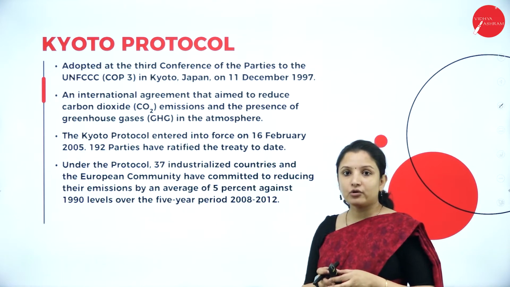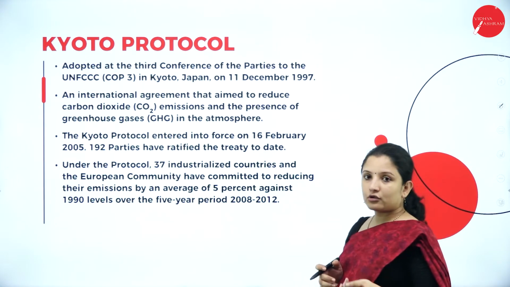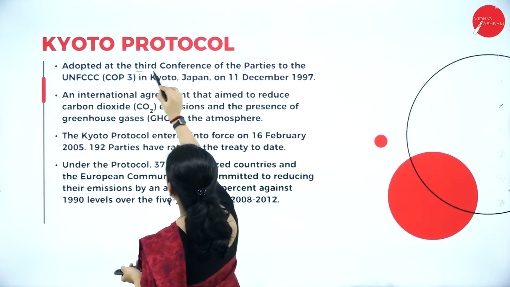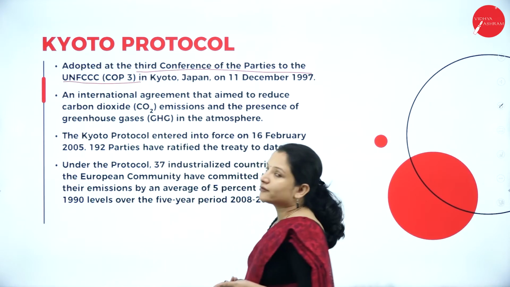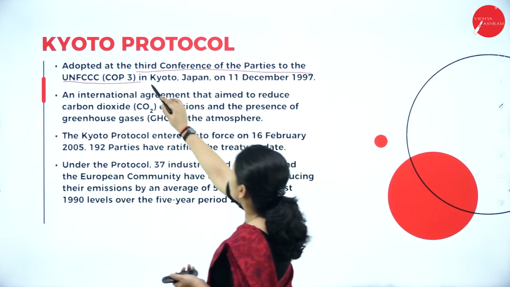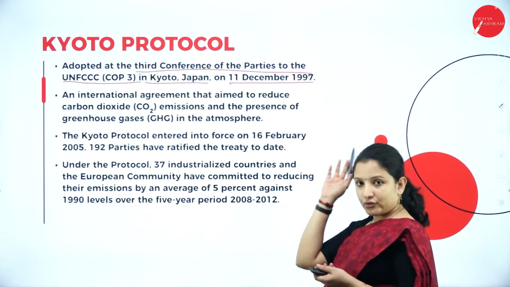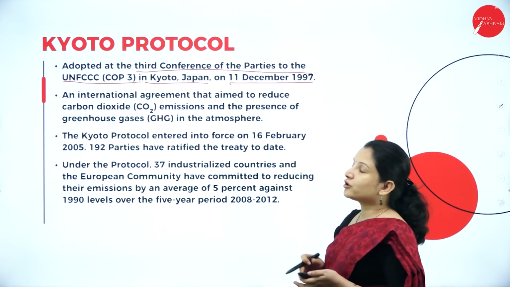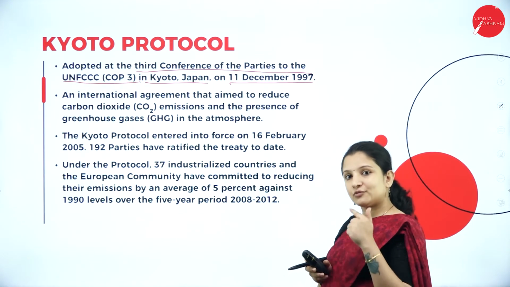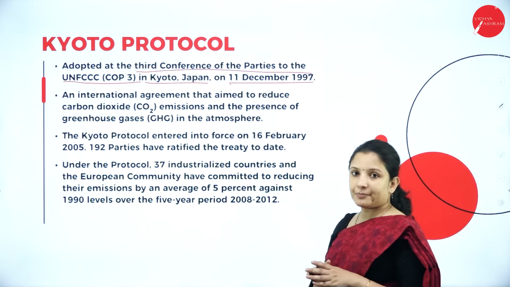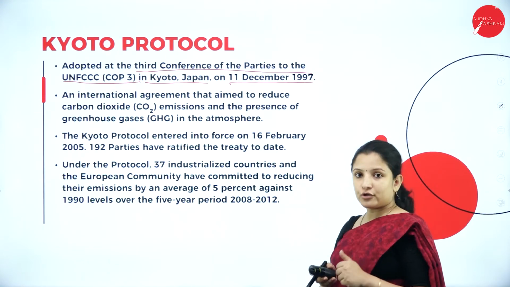Next, talking about one more international agreement, that is the Kyoto Protocol. So the Kyoto Protocol was adopted at the 3rd Conference of the Parties to the UNFCCC. There was a conference held in Kyoto, Japan on 11th December 1997, and during that conference the Kyoto Protocol was adopted. So it is called the Kyoto Protocol because the conference was held in Kyoto, Japan, on 11th December 1997. So what is this Kyoto Protocol?